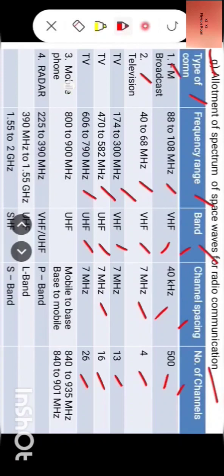Now third, mobile phone. The frequency range of mobile phone is 800 to 900 megahertz. It is in UHF range. Now mobile to base frequency is 840 to 935 megahertz, and base to mobile is 840 to 901 megahertz.